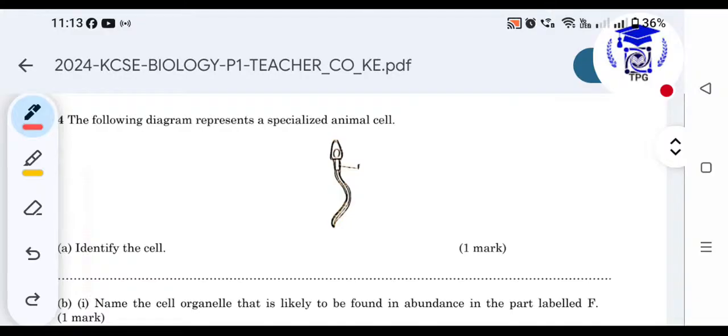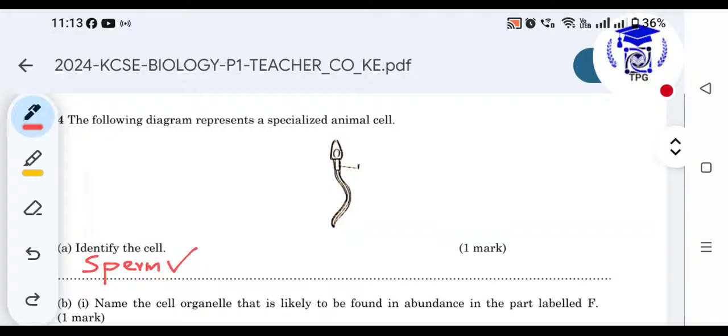And what animal cell is this? This animal cell is referred to as a sperm cell. You can call it a sperm, or you can call it a spermatozoa. But let us just stick with the sperm.